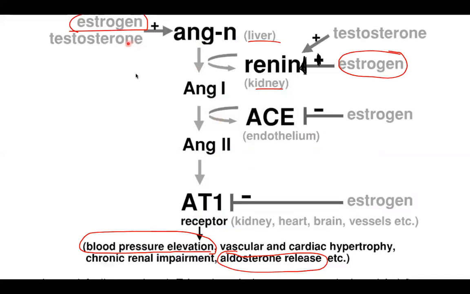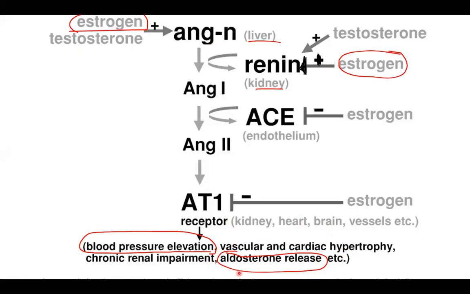Okay, the next thing that I want you to know regarding the endocrine changes in pregnancy is that estrogen promotes angiotensinogen release from the liver. Okay, it's also going to promote renin release. Both of these play a role in the RAS system, the renin angiotensin aldosterone system. And what I want you to know is that if we're promoting angiotensinogen from the liver and renin from the kidney, we're going to get more aldosterone stimulation.